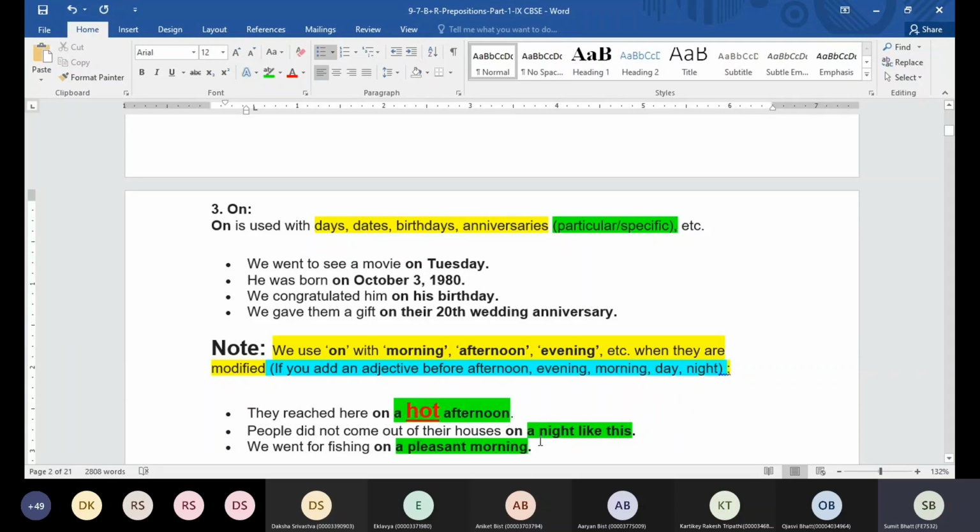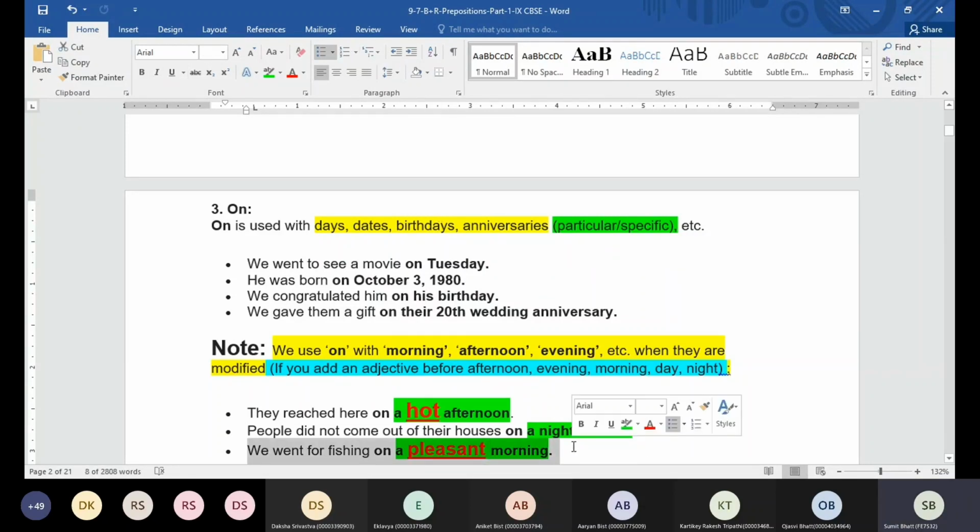People did not come out of their house on a night like this. So we are describing a night, similar to today's night. We went fishing on a pleasant morning. Again, we have used the word pleasant before morning. So whenever you add some description to afternoon, evening, morning, day, and night, don't go for the word in, go for the word on. I hope this is clear, everyone. Any doubt here?